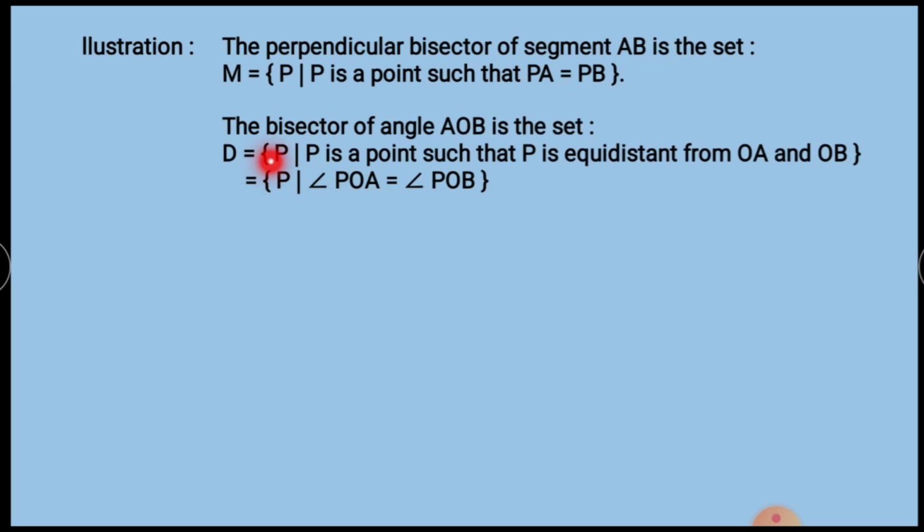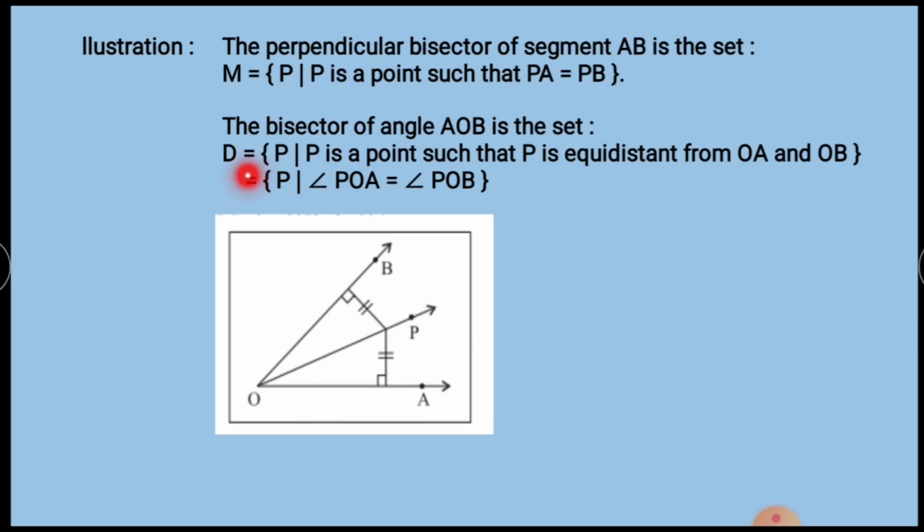Then second example, the bisector of angle AOB is the set. So we write here D as the locus. It is the set of those points P such that P is equidistant from OA and OB. Or we write here in angular form, it is the set of those points P such that angle POA equals angle POB. So see here with the help of diagram.